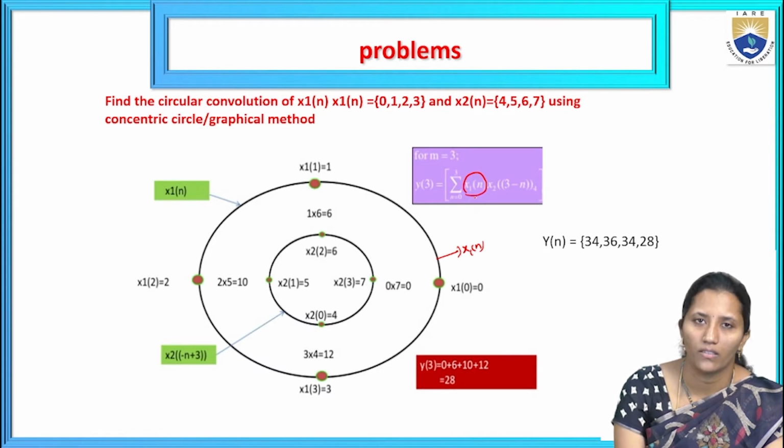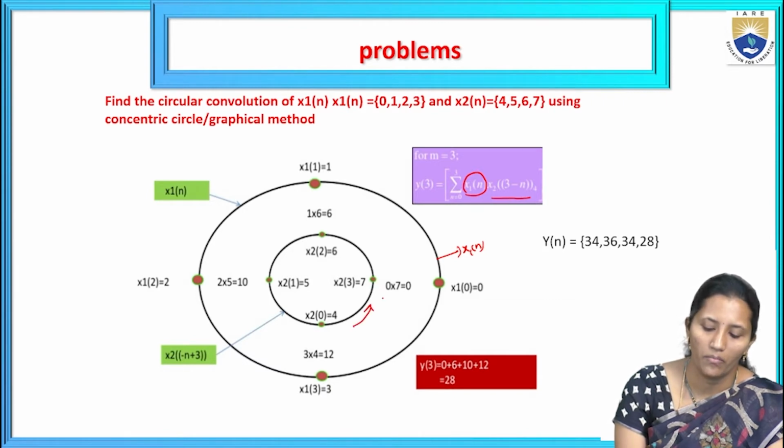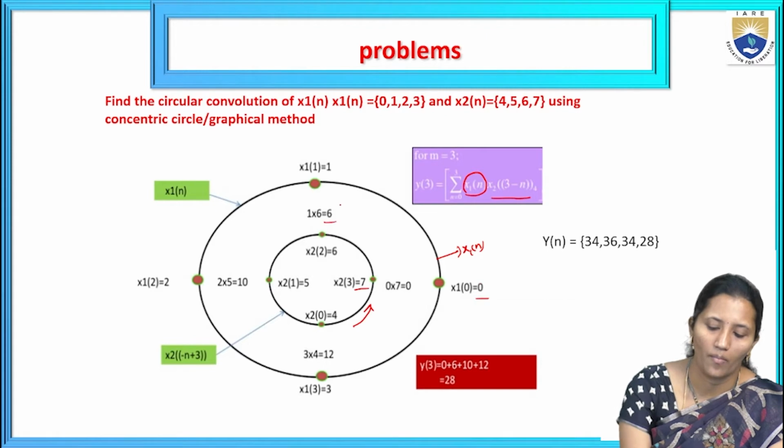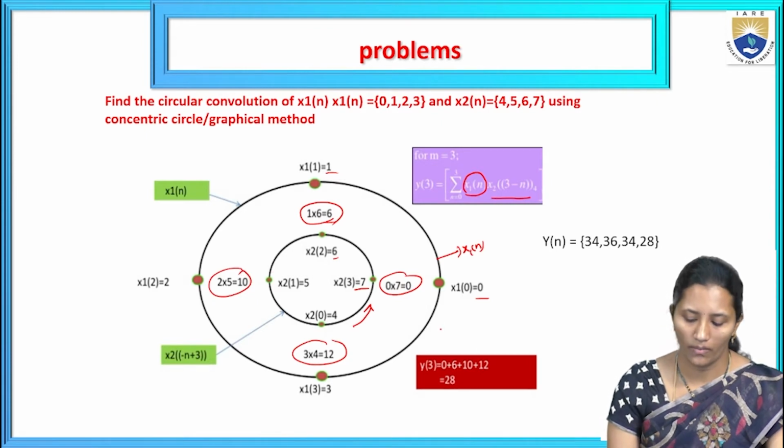So we should not change that circle. Only we have to rotate the x2 of minus n by 3 samples in the anti-clockwise direction. Then we have to multiply these corresponding amplitude values. The products will be added to get the y of 3.